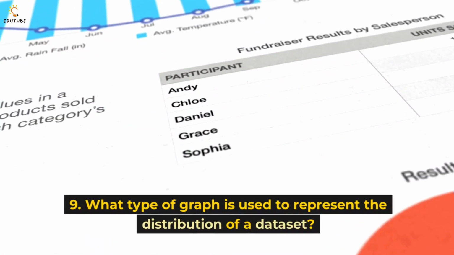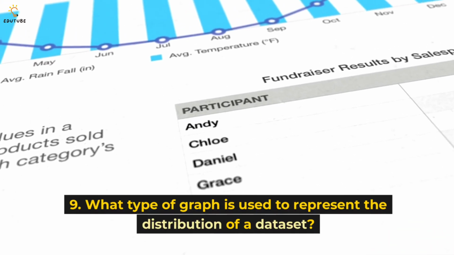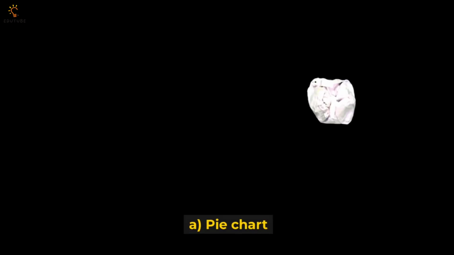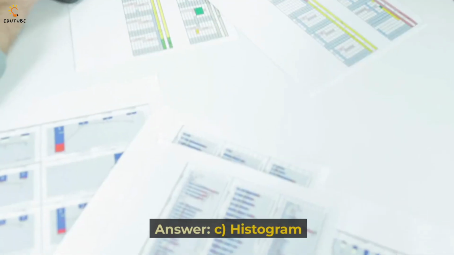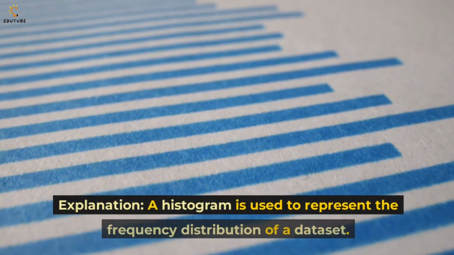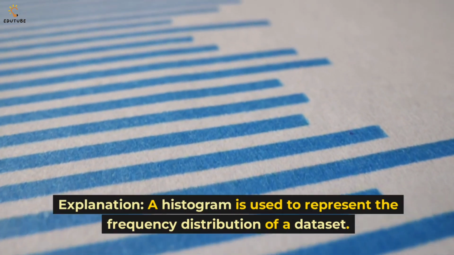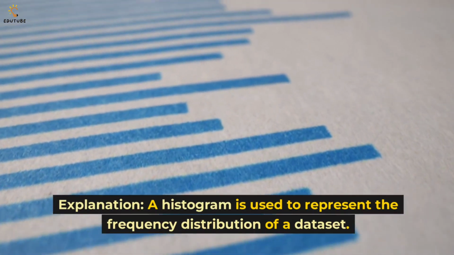9. What type of graph is used to represent the distribution of a dataset? A. Pie chart. B. Bar graph. C. Histogram. D. Line graph. Answer. C. Histogram. Explanation. A histogram is used to represent the frequency distribution of a dataset.